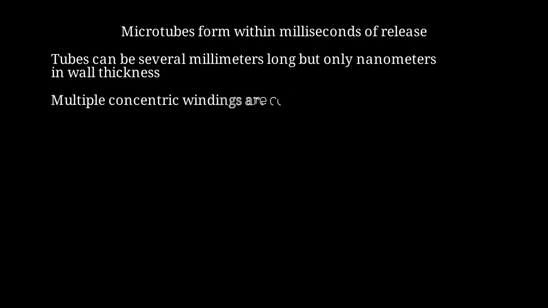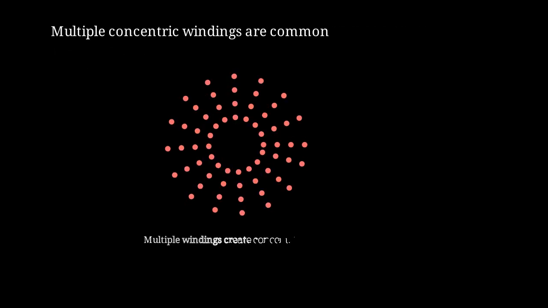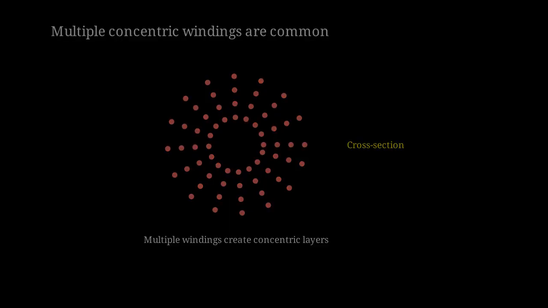Multiple concentric windings are common, creating a spiral or jelly roll structure. The number of turns depends on the initial width of the released area. This cross-sectional view shows multiple windings. Each dot represents a layer of the nanomembrane wrapped around it.